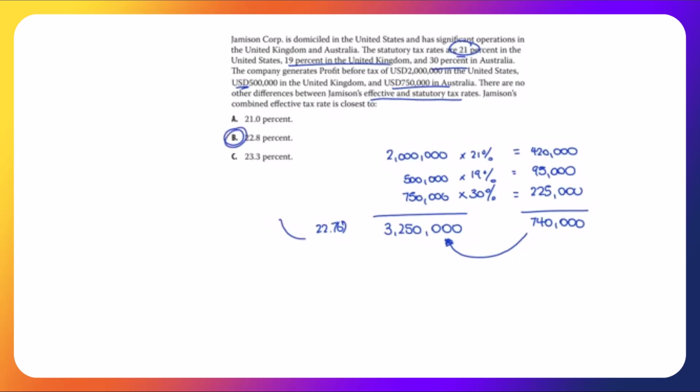420,000 paid in the US, or charged at least. 95,000 in the UK. 225 in Australia. 740,000 in total. On total profit before tax of 3,250, our effective rate, what we were charged there based on our profit before tax, 740 on 3,250, 22.769, closest to 22.8, it is B.